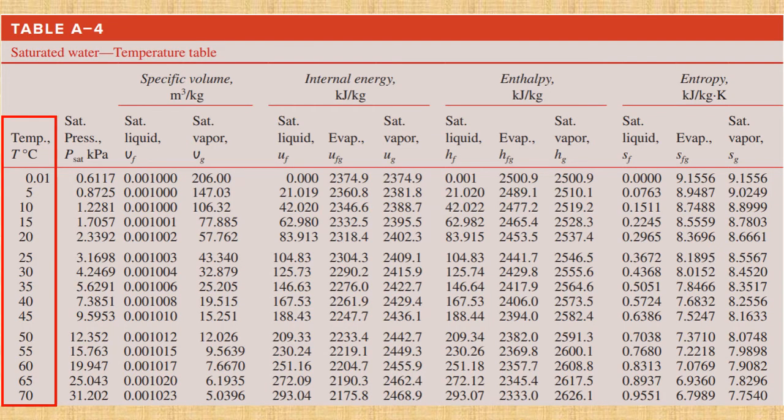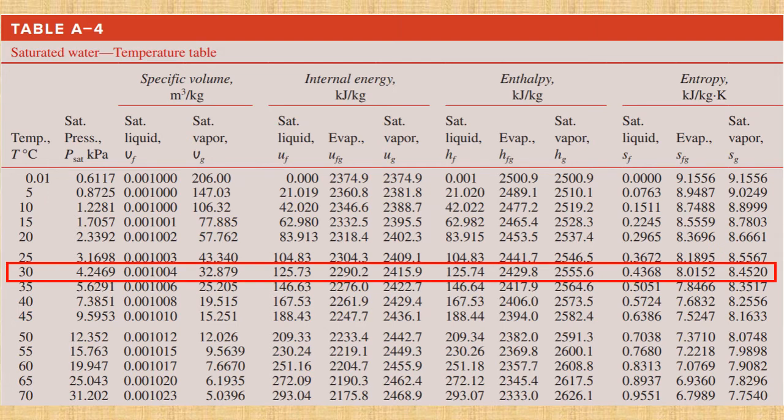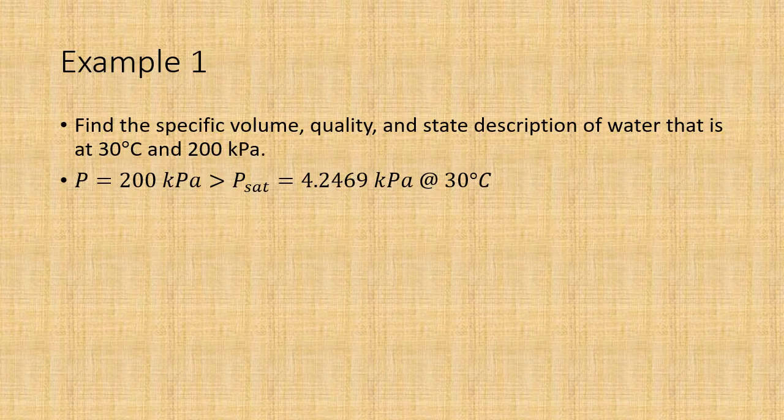In the first column, we locate the given temperature value of 30 degrees Celsius and look across the row containing that value. We can see that the saturation pressure at this temperature is 4.2469 kilopascals, and the given pressure of 200 kilopascals is higher than the saturation pressure. Therefore, we have a compressed liquid. Compressed liquid is our state description. Since we have a compressed liquid, the quality is not applicable.